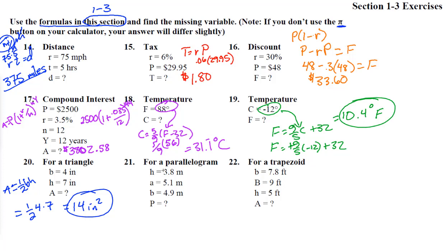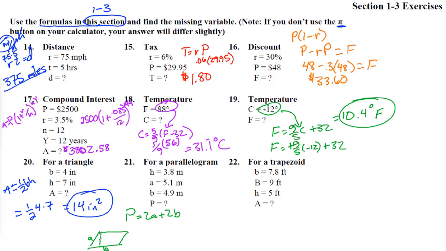Number 21. For a parallelogram. Oh boy. Are we trying to find area? No, we're trying to find perimeter. Now the perimeter on a parallelogram, you may have to look that one up. Go ahead and take a minute and make sure you've got the formula there. The formula had an A side and a B side, and then it also had a height, and the height was used in the area, but we're looking for perimeter, which was just 2A plus 2B.